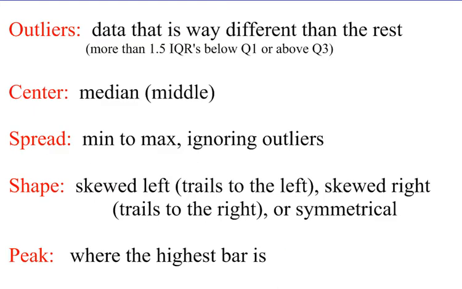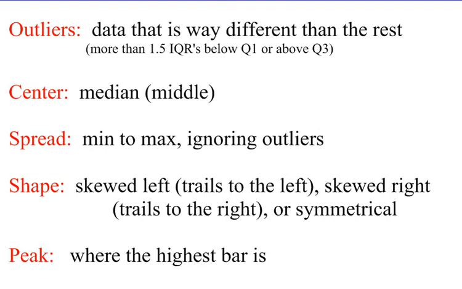A few more things. When we're looking at histograms, we're going to list outliers, center, spread, shape, and peaks. The outlier is a data point that is way different than the rest. To find an outlier, we look at it being 1.5 IQRs below Q1 or above Q3. For right now, since we haven't learned about Q1 or Q3 yet, we're just going to kind of look at outliers and guess where they are, but that's not what we're going to do the whole chapter.